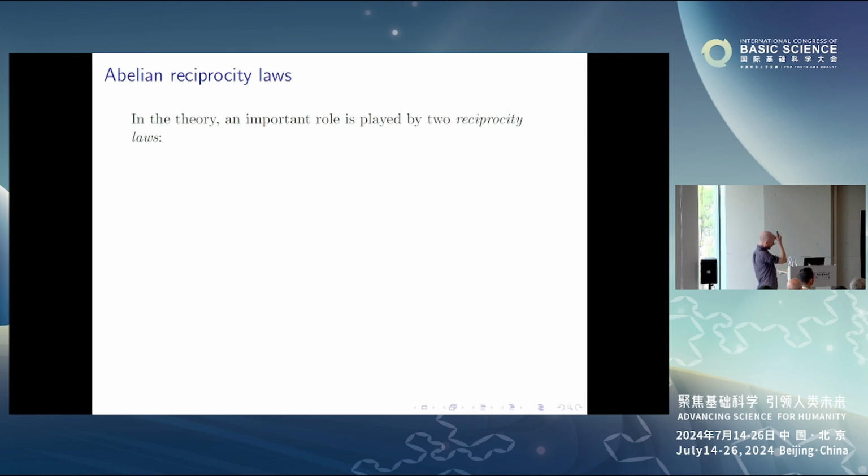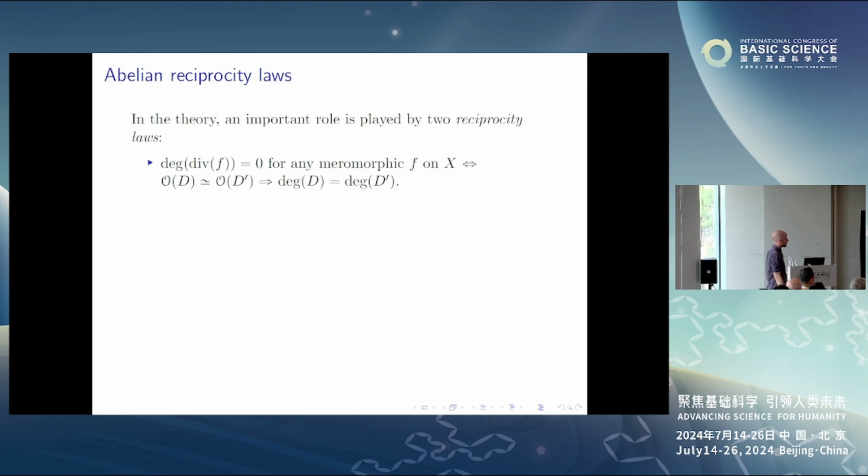Okay, so in the theory of Riemann surfaces or algebraic curves, there's an important role that's played by various reciprocity laws. Just to give a quick reminder, if you have any meromorphic function, then the degree of its divisor is equal to 0, which is the same as saying that whenever O of D is isomorphic to O of D prime, the two divisors have the same degree. And whenever you have a meromorphic one form, the sum of its residues at various points is equal to 0.